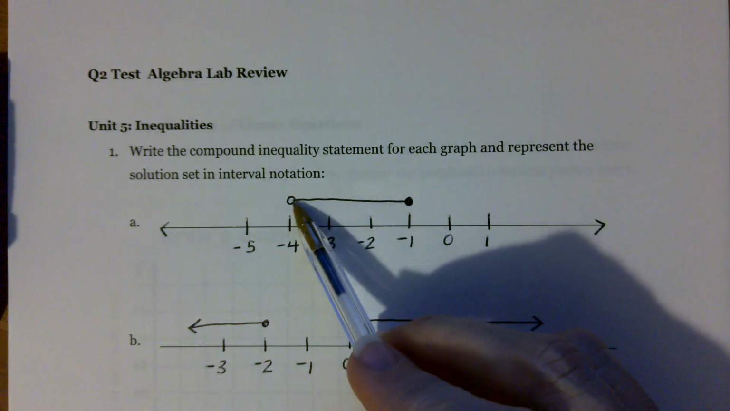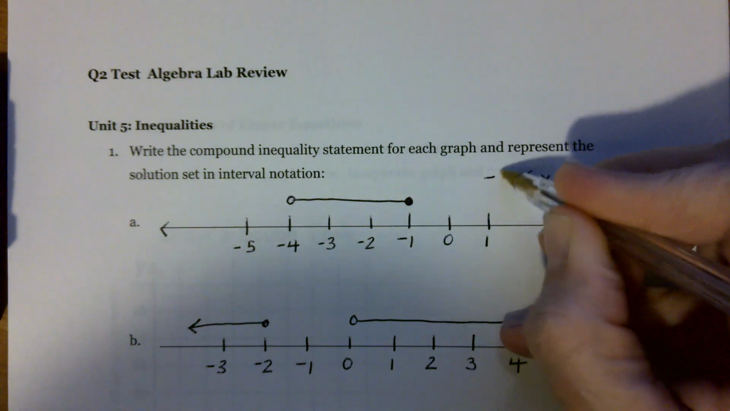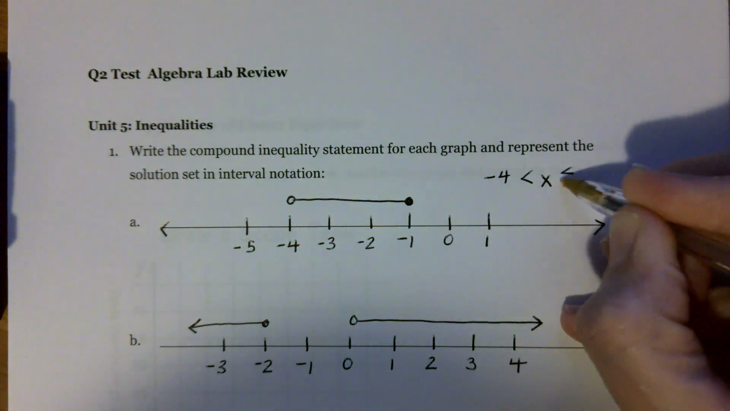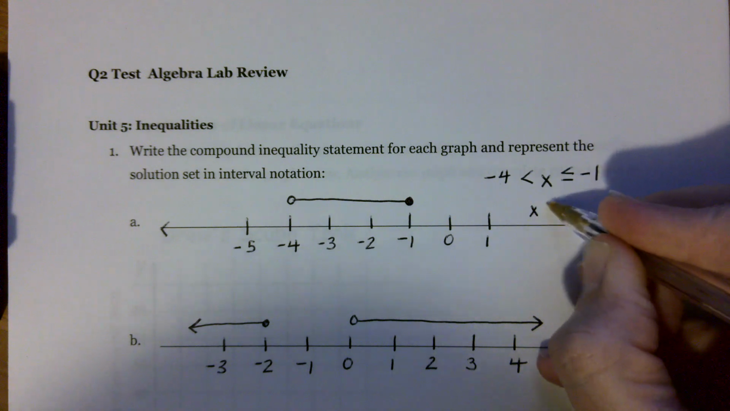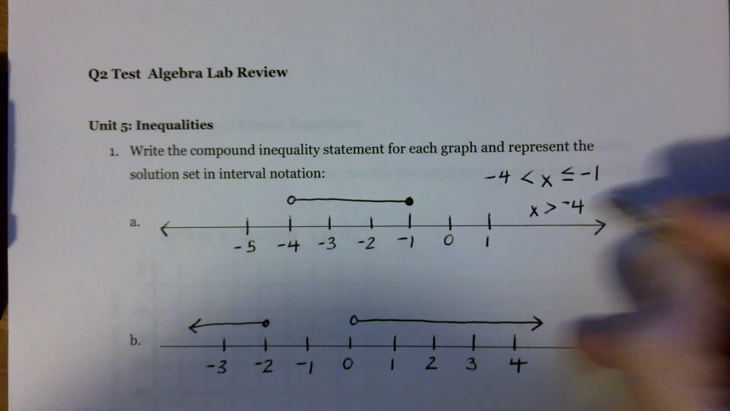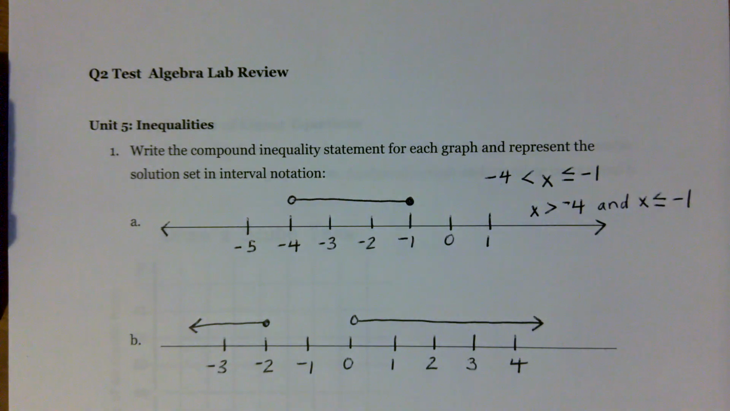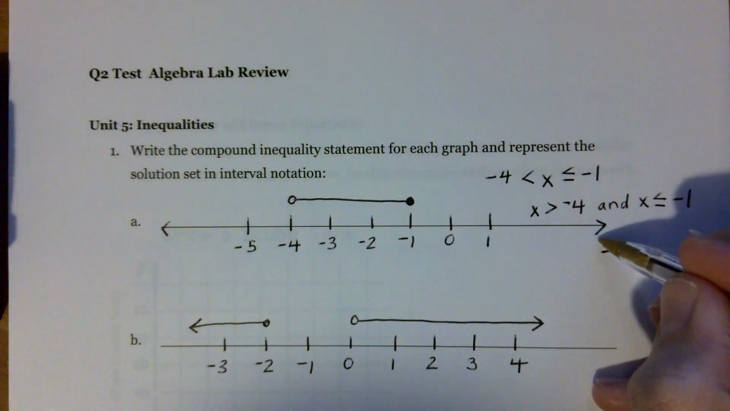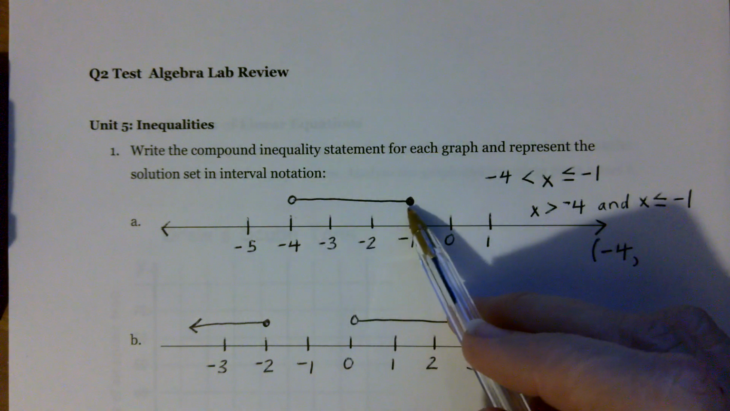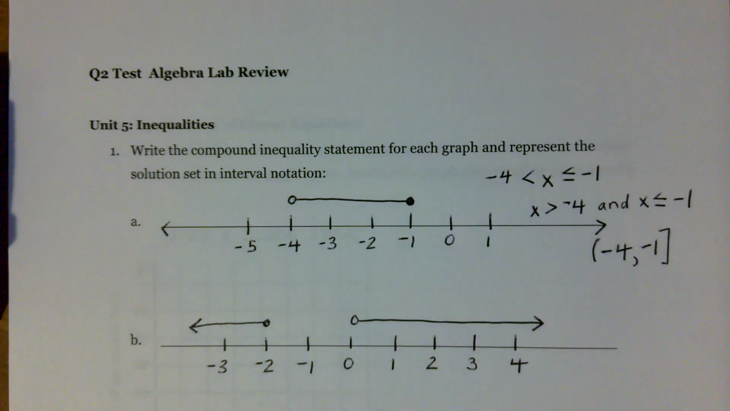So these are all the numbers between -4 and -1, so I can write it as x is greater than -4 and at the same time less than or equal to -1. You could also write it as x is greater than -4 and x is less than or equal to -1. Either one of those is correct. For interval notation, my lowest number is -4, and I can't include it, open circle, so it's parentheses. My highest number, -1, is a solid circle, so that's a bracket.